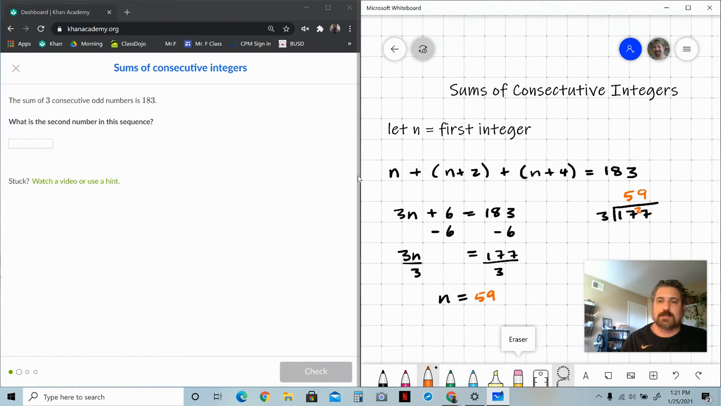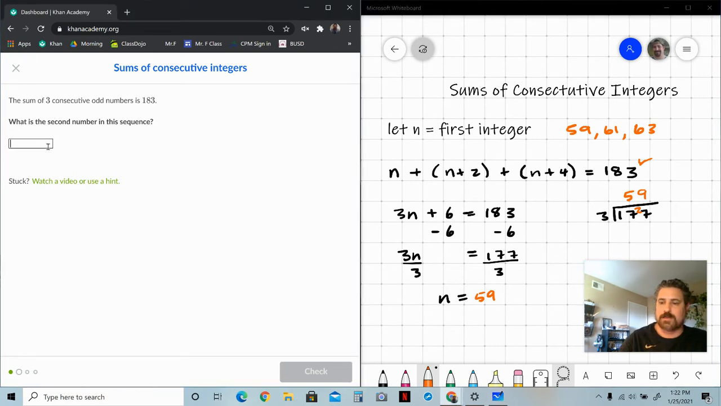All right. The next odd integer would be 61. Add 2 to it. The next odd integer would be 59 plus 4, which is going to be 63. If you add 59 plus 61 plus 63, the sum of those three odd integers should be 183. Watch, 50 plus 120 is going to be 170, and then 9 plus 1 is 10, plus 3 is 13. So 170 plus 13 is 183. It works. Just checked it. So it says, what is the second number in the sequence? The second number in the sequence would be 61.